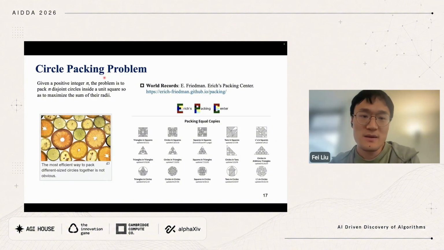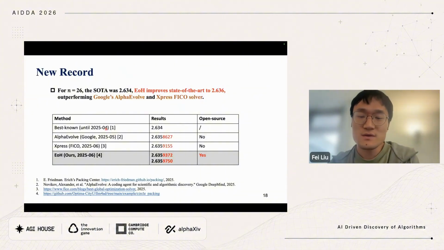The first one is a circle packing problem, where we need to pack circles into boxes to maximize the ratio. AlphaEvolve also tested this problem and got a new record better than human design. We tested it and got a better result than AlphaEvolve and also ShinkaEvolve. And we are open source.